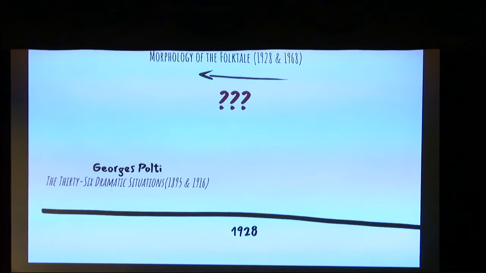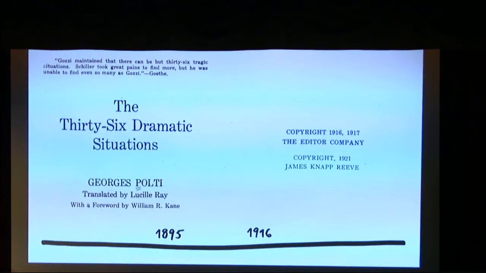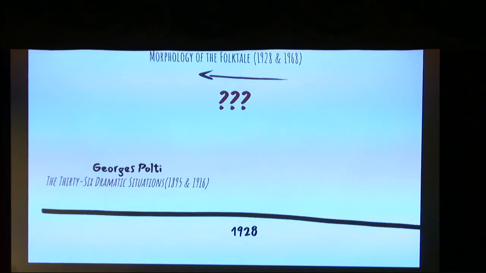Now, I have so many anecdotes, so I'll tell you this one. One of the precursors that I found that goes all the way to 1895 was this little-known author named George Polti, a French author, and he wrote a book called The 36 Dramatic Situations in 1895, and it was translated into English in 1916.